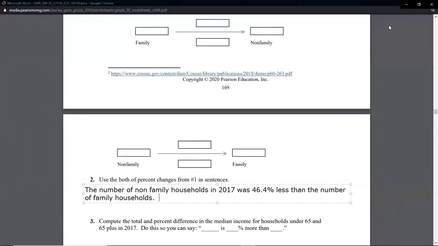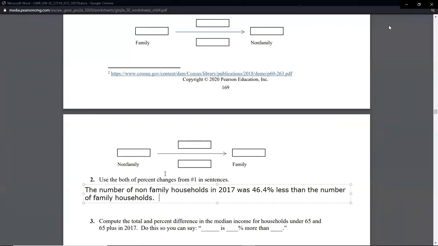So we were comparing the non-family to the family. The family was the base value, which is why we say the number of the new thing was the percent change, more or less, in this case less, than the original, the base. So the number of non-family households was about 50% less than the number of family households.